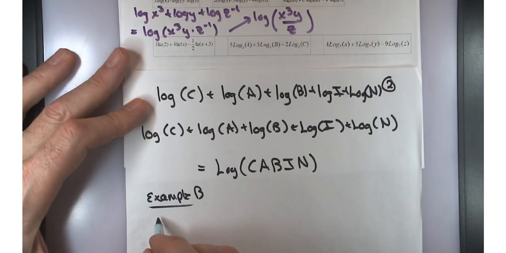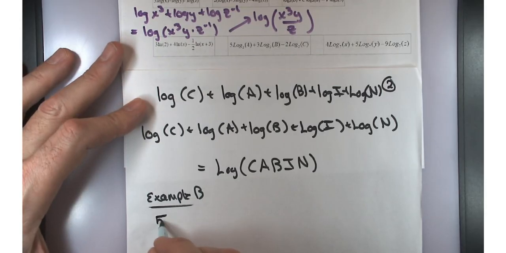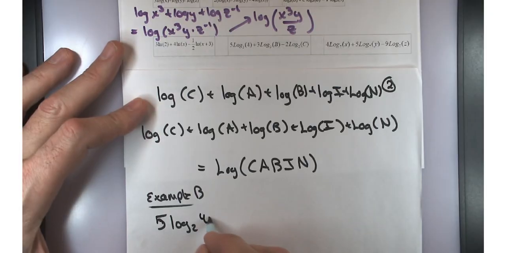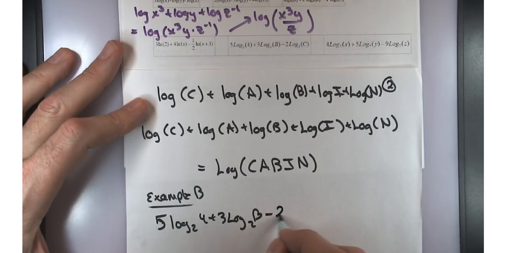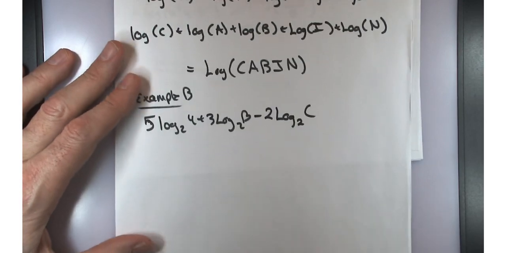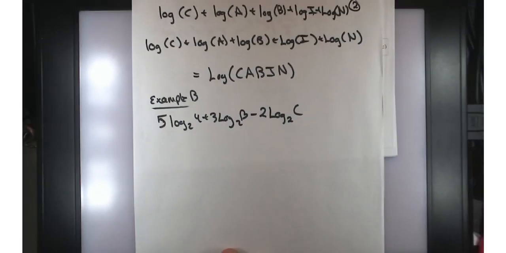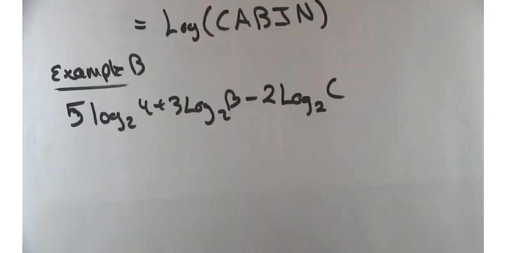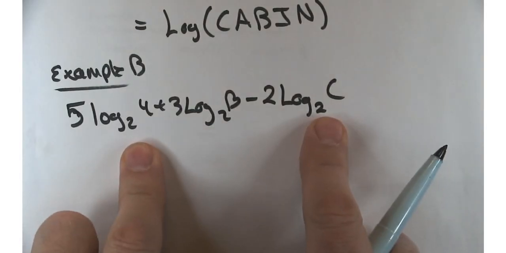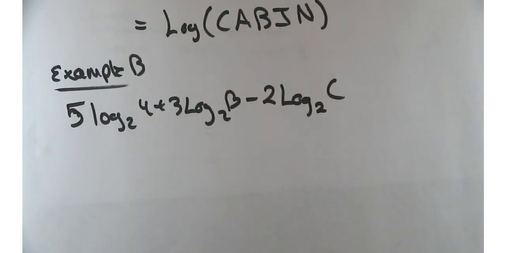5 times the log base 2 of 4 plus 3 times the log base 2 of B minus 2 times the log base 2 of C. By the way, one of the things that's kind of a requirement for working with these things is that the bases all have to be the same. If they were different bases, you couldn't do as much as we're doing here.